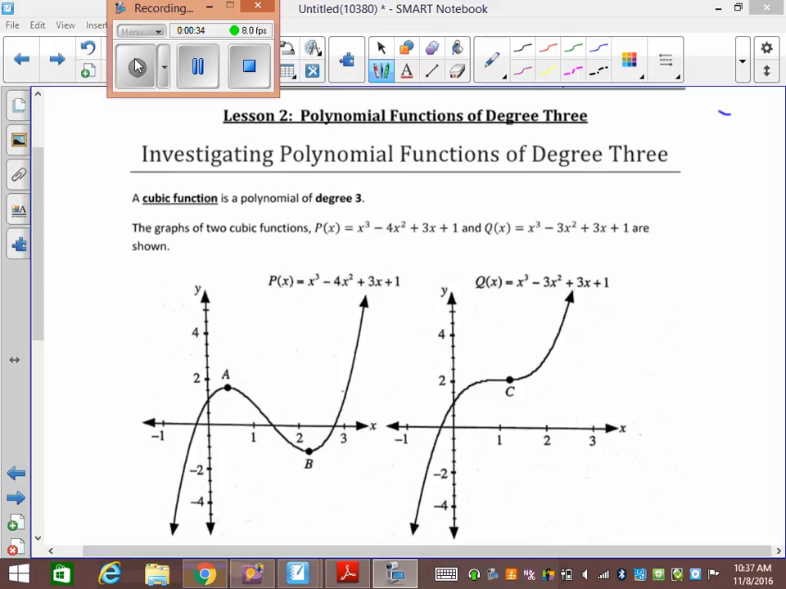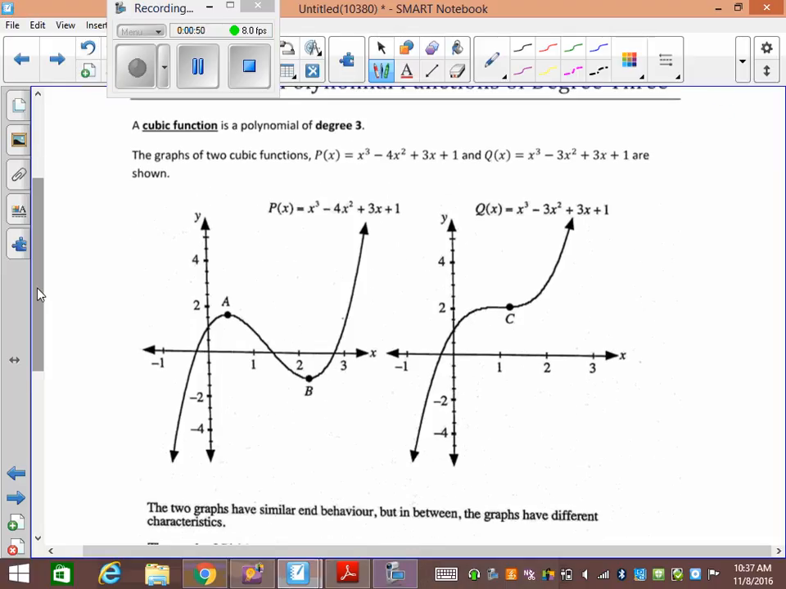So we're at degree 3. Degree 3 goes along with linear functions. I know, I'm just skipping them. They're just review of the same thing. So the cubic function is a polynomial of degree 3. The graphs of two cubic functions are given below.